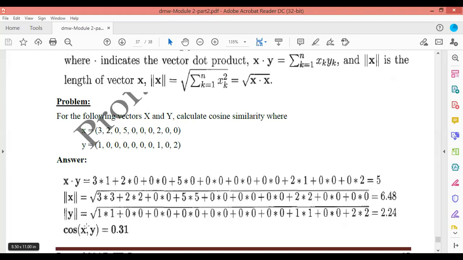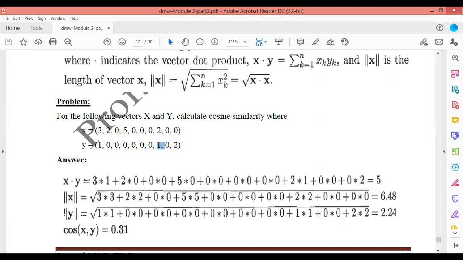So in the same way, for mod of y, consider the squares of all the attribute values and then take the sum. So the first attribute value is 1, so 1 into 1. Next is 0 into 0, and next is 0 into 0. Next is also 0 into 0, then 0 into 0. And then this one is 1 into 1, and then 0 into 0, and then 2 into 2. So add all those squares and then consider the square root. You'll get the value as 2.24.